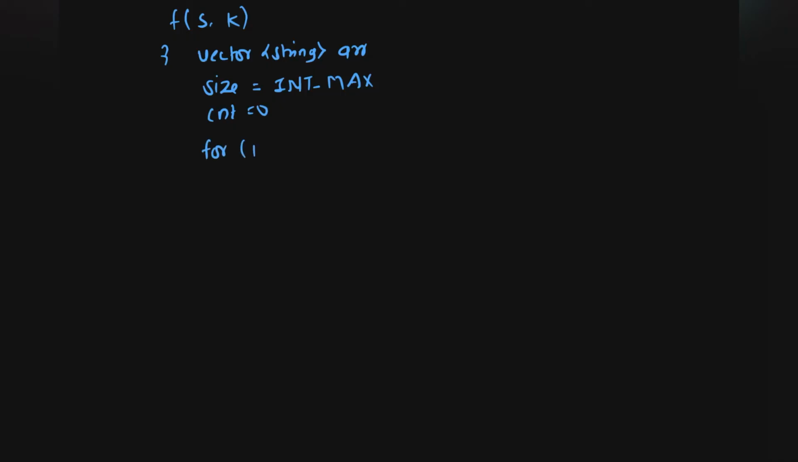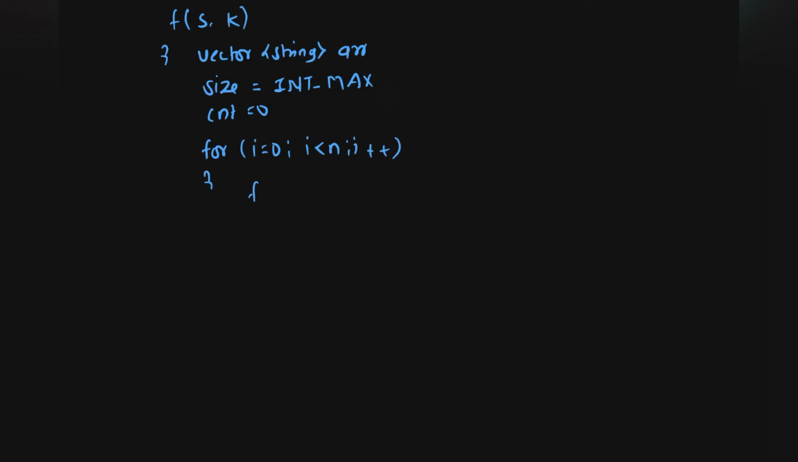Say for example this is the function which has s as the string and k as the number of ones in it. So I'll simply define a vector. In Java you can define a list, say for example arr, and I keep a size which is initialized to int max, because what we need is the smallest one. Again I initialize the count to 0, because we need to count how many ones we encounter. So I will start from 0 to n, where n is the size of my string, and traverse.